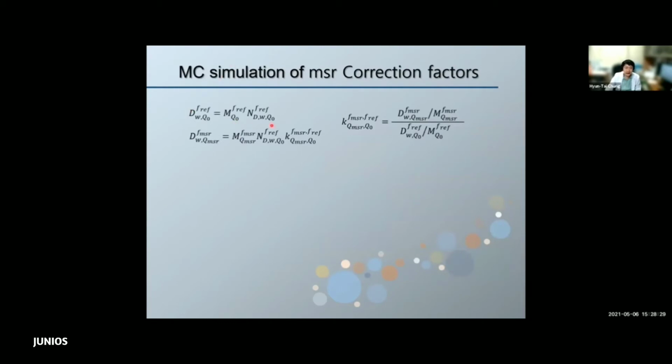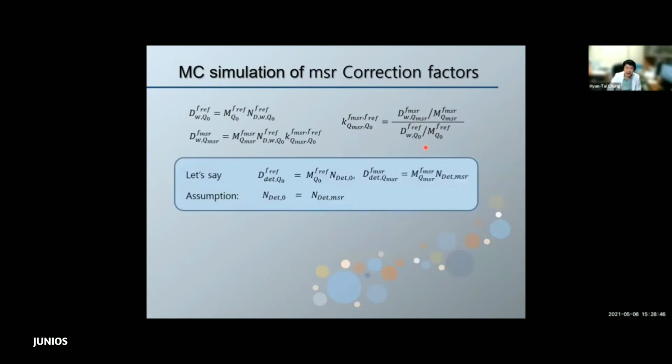This is the SSDL formula. This is our MSR field formula. So the k factor is just simply the ratio of these. It's not difficult. But in order to do this with Monte Carlo simulation, we need an assumption. Let's say in the standard laboratory, the measured charge M and the dose D are related with N_detector,0. And in the MSR field, M and D are related with N_detector,MSR. Our assumption is these two coefficients are the same.